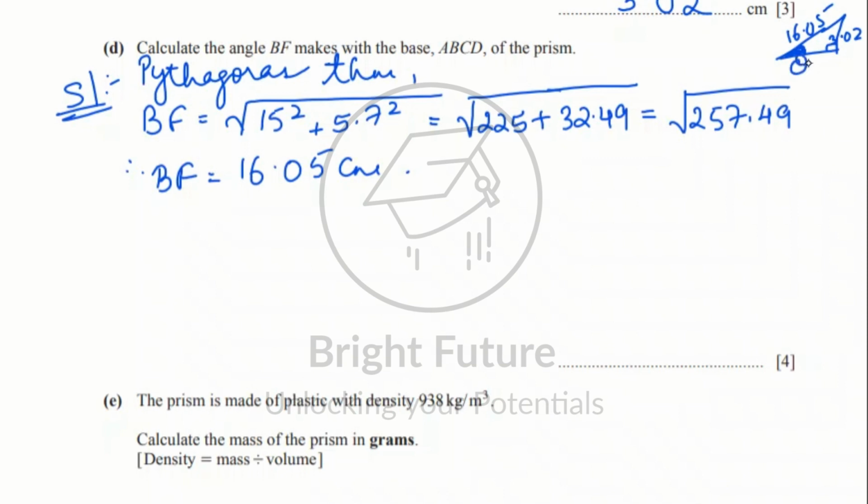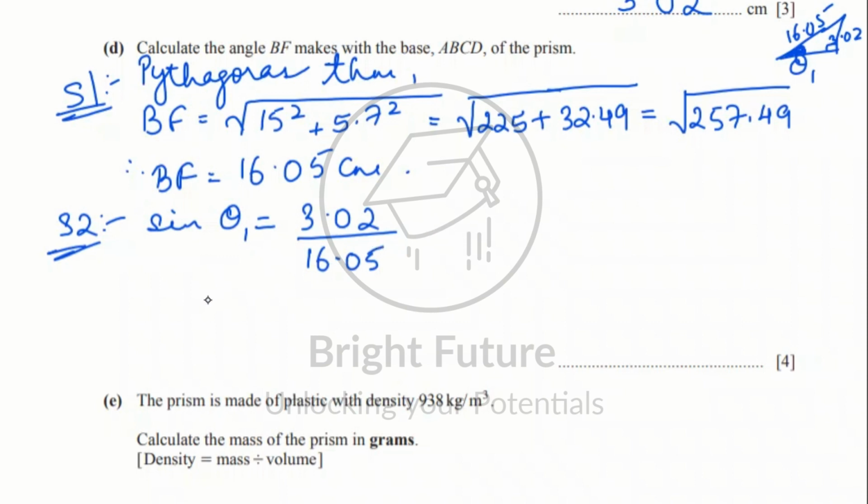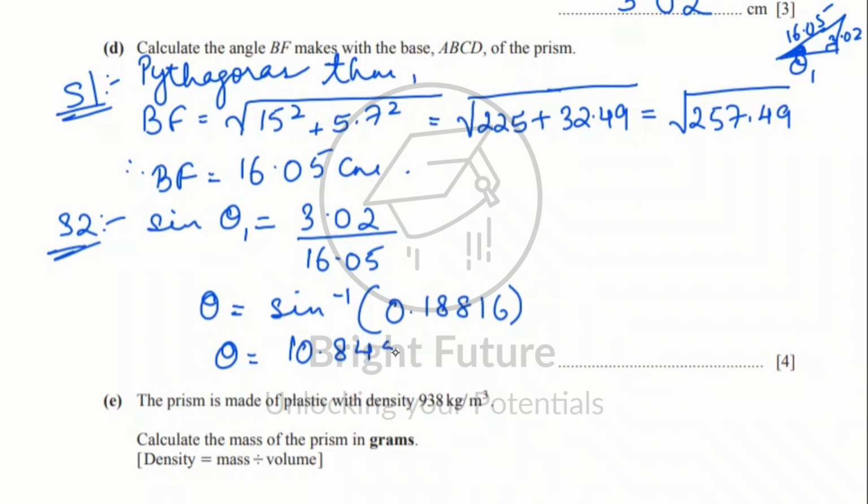Let this angle be theta 1. So our step 2 will be sine theta 1 equals opposite upon hypotenuse, which gives me theta equals sine inverse of 0.18816. Therefore theta is equal to 10.845.